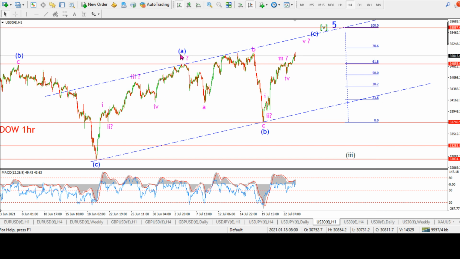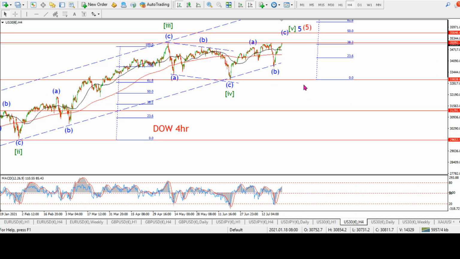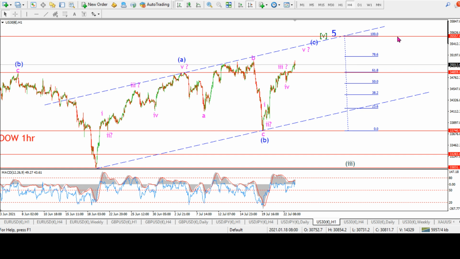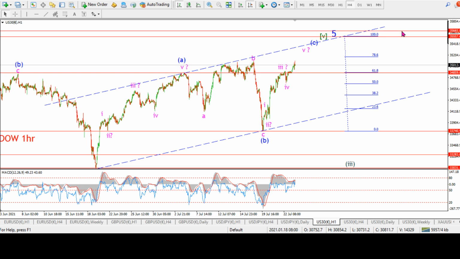The 100% of wave A, if we take the wave A length and we project it off the wave B low, that'll give us a target at 35,557. So let's call it 35,560. And the 4-hour target gives us 35,640. So we've got 35,560, 35,640. A cluster of targets there. Pretty close cluster of targets there.